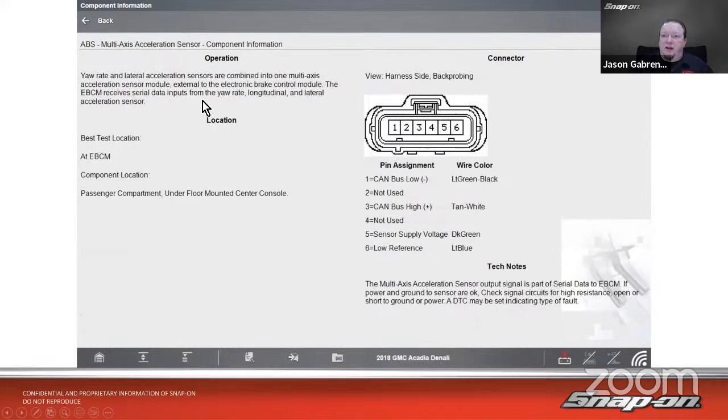And then on this one, some vehicles have a multi-axis acceleration sensor. Yaw rate and lateral acceleration sensors are combined into one multi-axis acceleration sensor module, external to the electronic brake control module. The electronic brake control module receives serial data inputs from the yaw rate, longitudinal, and lateral acceleration sensors. So it knows if it's going up or down hills, left or right, side to side, and front to back.